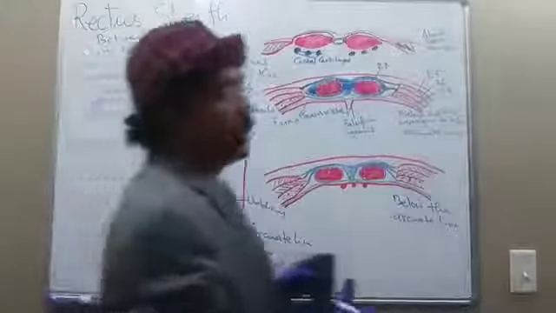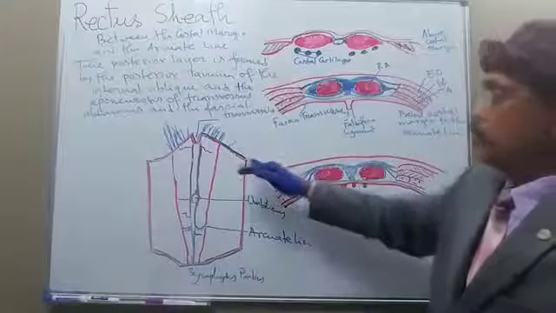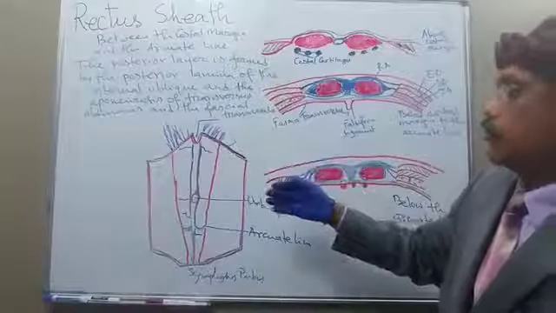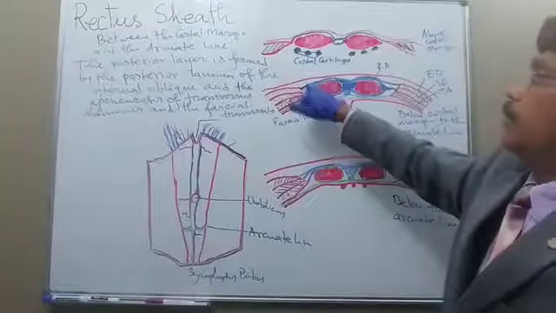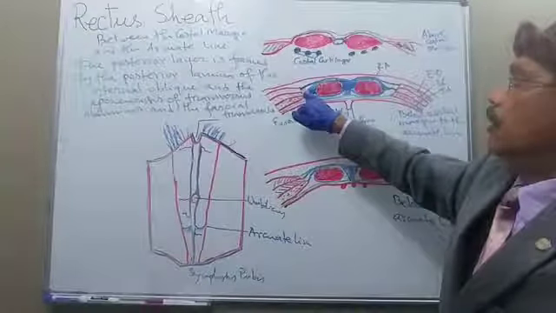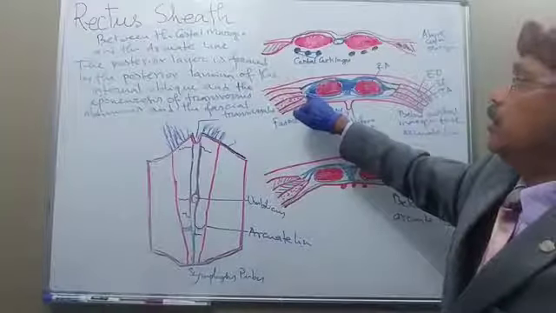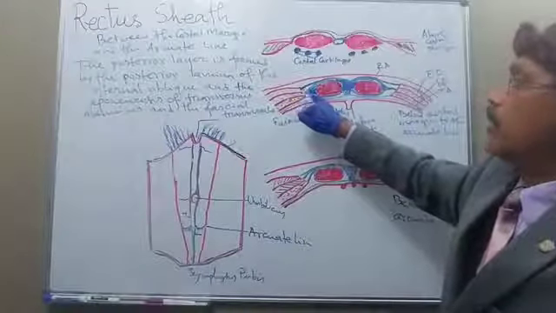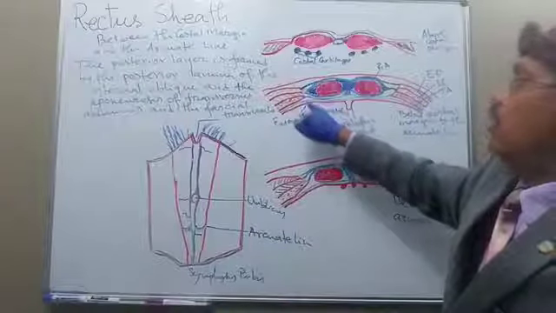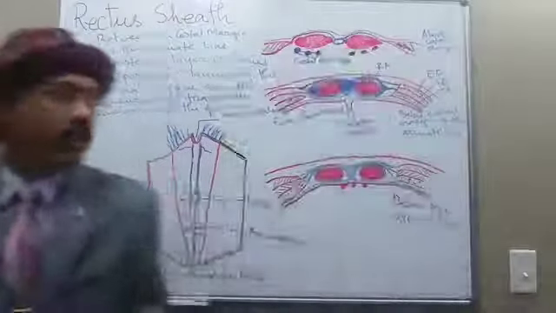Okay, so again let us summarize. The rectus sheath between the costal margin and the arcuate line. Anterior layer is formed by the aponeurosis of external oblique, anterior lamina of the internal oblique. Posterior wall of the rectus sheath is formed by the posterior lamina of the internal oblique, aponeurosis of transversus abdominis and the fascia transversalis. Okay, we got that.